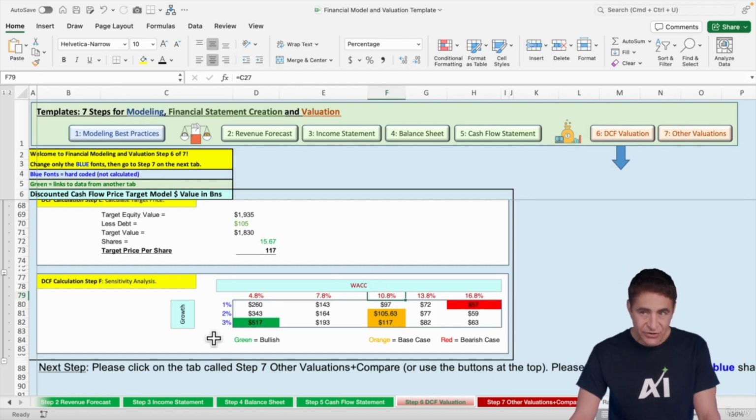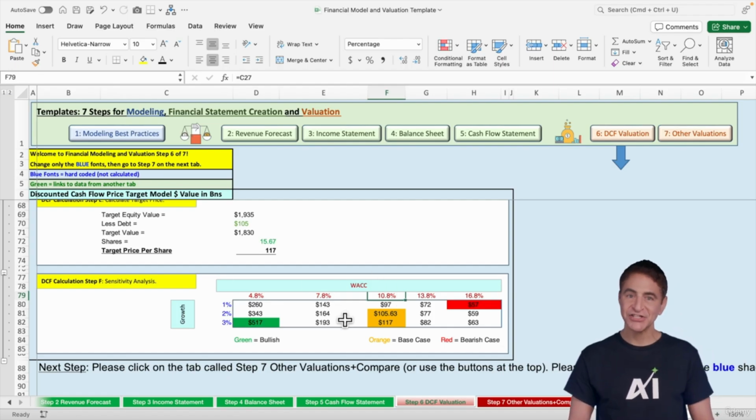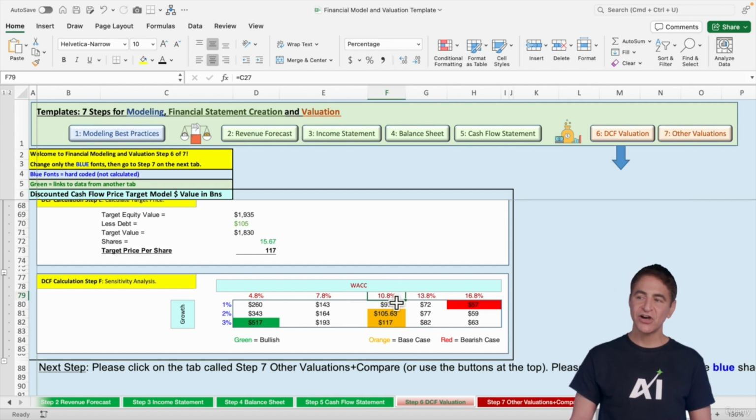Now, this here is what's called a sensitivity analysis. What we do here is we look at what the target price is going to be based on different costs of capital, WACC, and different growth. So the most positive thing in our analysis would be to use a growth rate of 3% and a very low weighted average cost of capital. And so what I did for this cell here was I just took 300 basis points or 3% off for each one and added 3% here as well.